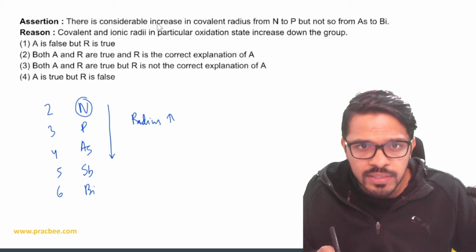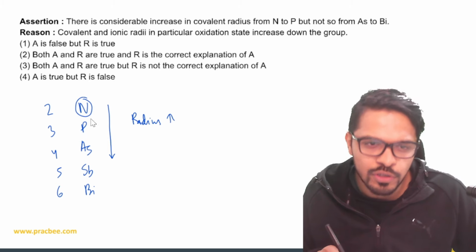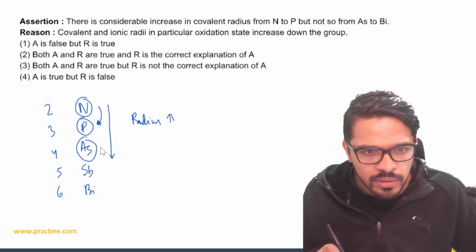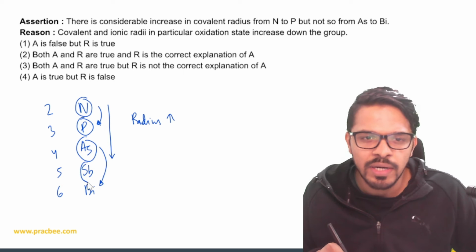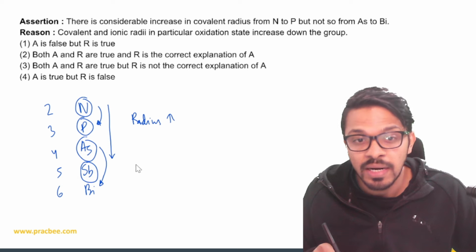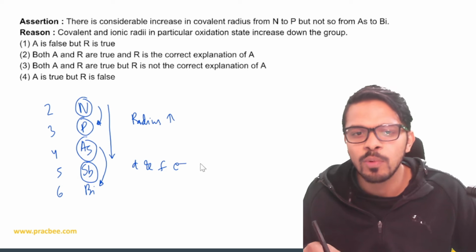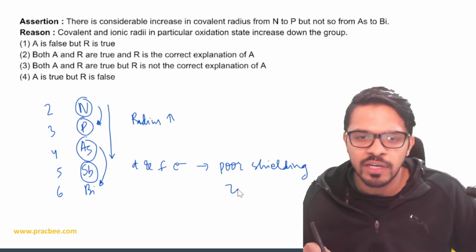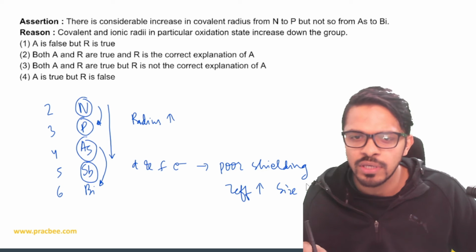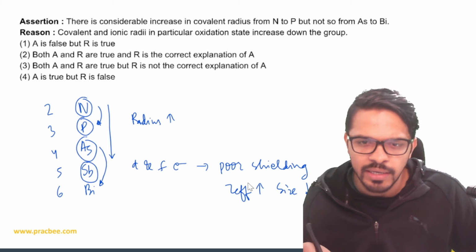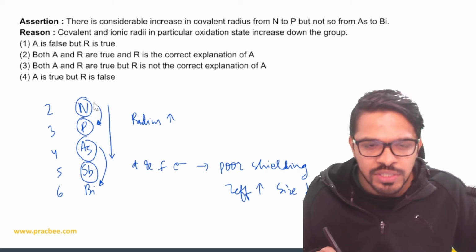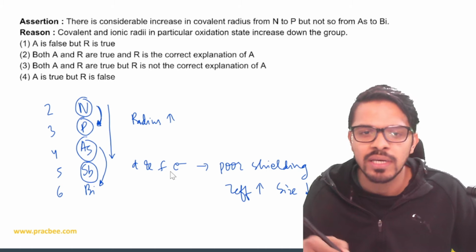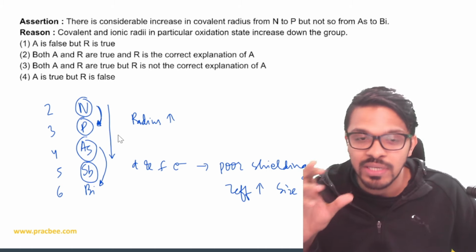And the considerable increase in covalent radius is from nitrogen to phosphorus. It is correct. The reason is it should have continued. But as we go from arsenic to antimony and from antimony to bismuth, there are extra d and f electrons. They have poor shielding, and due to poor shielding, the Z effective value is high. If Z effective value is high, the size of the radius is low, relatively. So the rate with which the size was increasing has decreased. As we go down, the radius will increase, but the rate at which the radius was increasing will decrease.